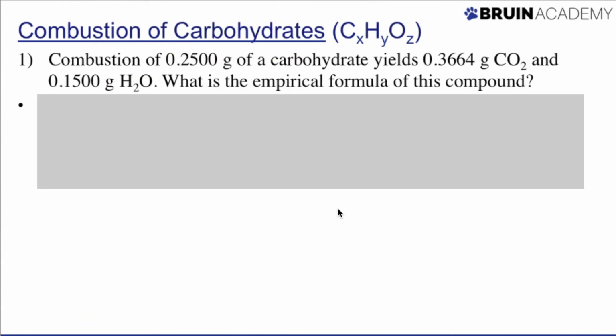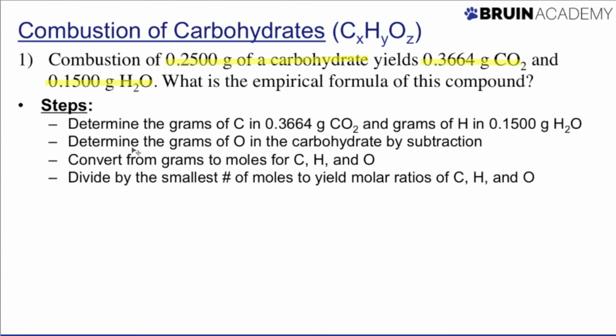So let's do the same thing, but now apply this to carbohydrates. The question says combustion of 0.25 grams of a carbohydrate yields 0.3664 grams of CO2 and 0.15 grams of H2O. What's the empirical formula of this compound? Okay, let's take a look at the steps. There's just going to be one extra one.